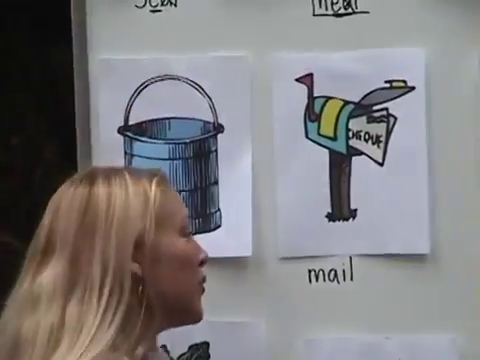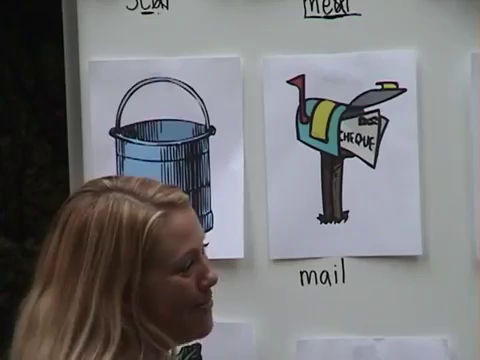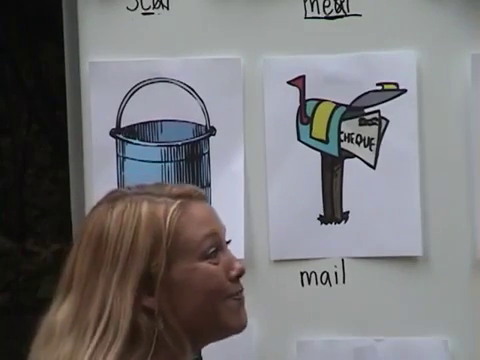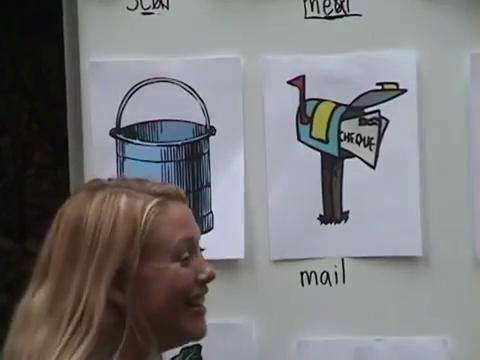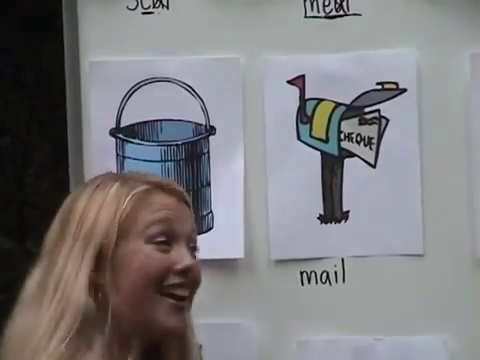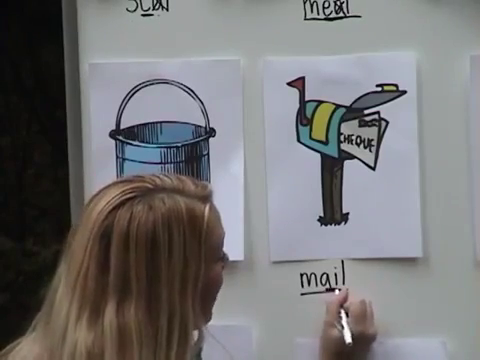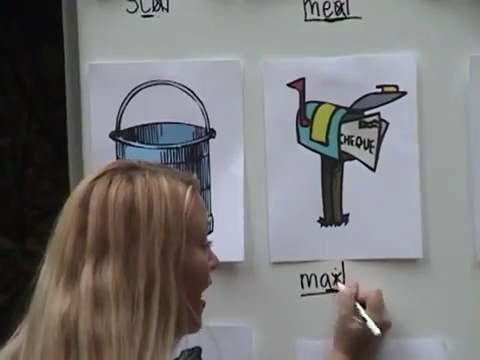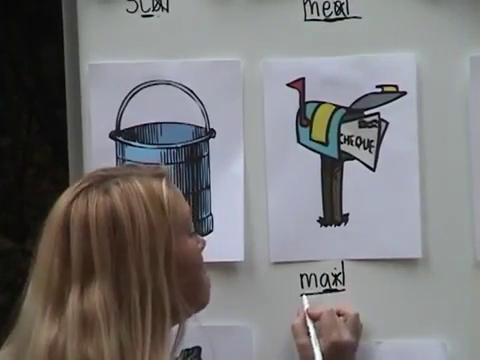Here we have the word mail. I just love when my birthday comes around and people send me mail. I love getting cards, but you know what the best part is? What? When there's money in them. Oh, and it comes in the mailbox. It sure does. So we have the word mail. When two vowels go walking, the first one does the talking, and the second one is silent. And the first one makes the long sound.